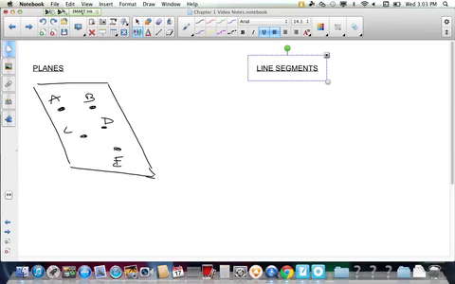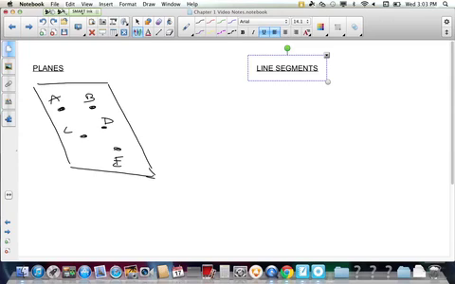Okay? Notice the points are everywhere. They don't line up. They don't necessarily line up. And we'll talk about that in a later video. Right now, we just need to know that a plane has an infinite number of points on it, just like a line does, but they're everywhere. They don't line up in a single line. They're all over the place. They form what we call a plane.